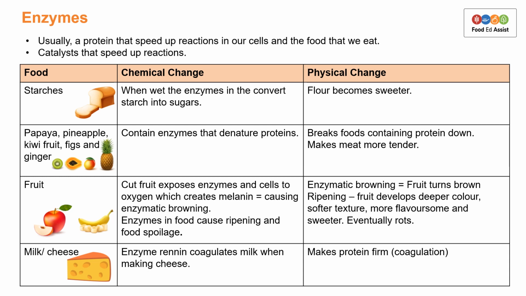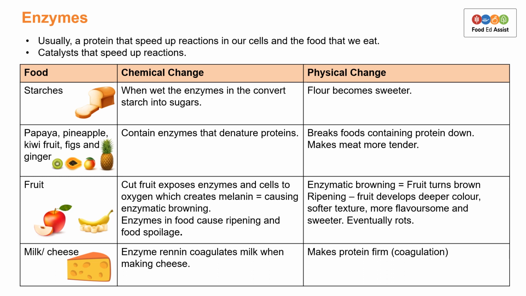When you expose fruit and cells to oxygen, you'll actually create melanin, which causes an enzymatic browning. So all you really need to know for that one is that the enzymes in fruit can cause enzymatic browning. They'll cause ripening and they'll cause food spoilage. So the enzymatic browning, the physical change, is that it turns fruit brown. It ripens, it develops a deeper colour, a softer texture and a more flavoursome and sweeter aroma, and it eventually rots.